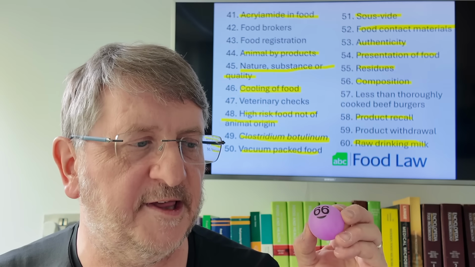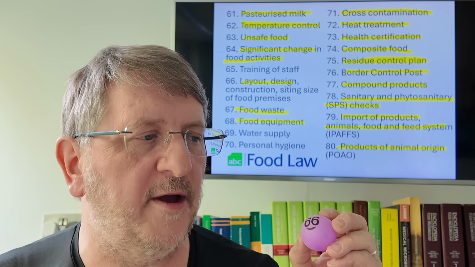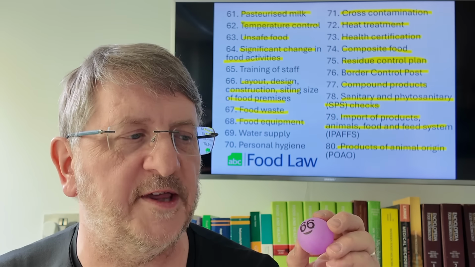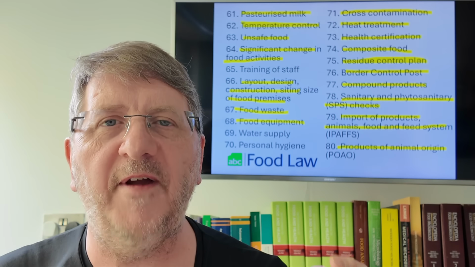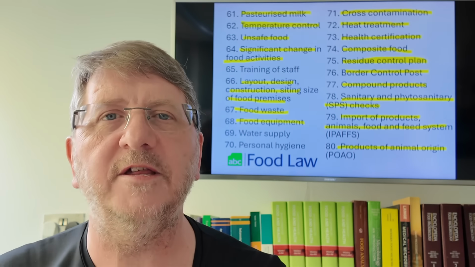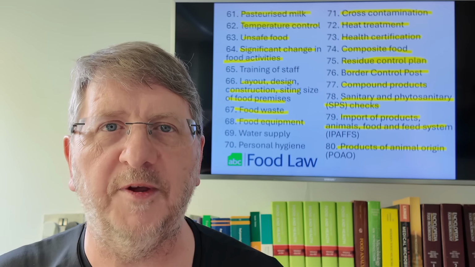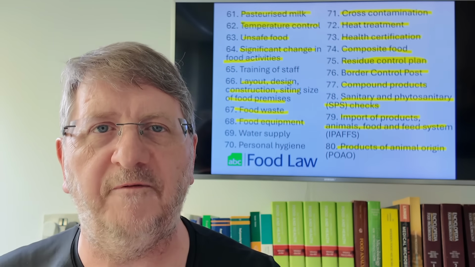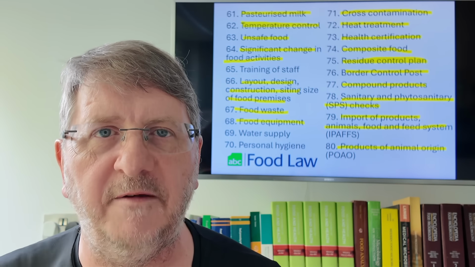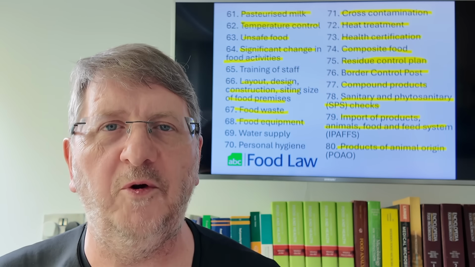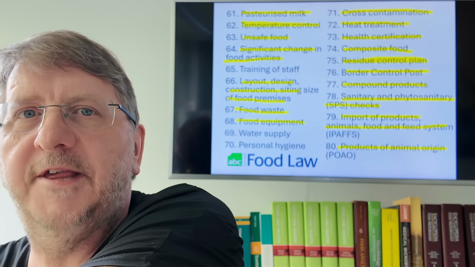Number 66. Number 66 is layout, design, construction, or sizing of food premises. This is absolutely essential. To prevent cross-contamination or cross-contact, you need to have properly designed premises so that you have adequate space to prevent raw and ready-to-eat foods coming into contact. You have adequate space to prevent food handlers contaminating food, adequate places to put your food waste. It's a food hygiene issue, and it is a fundamental and essential one.